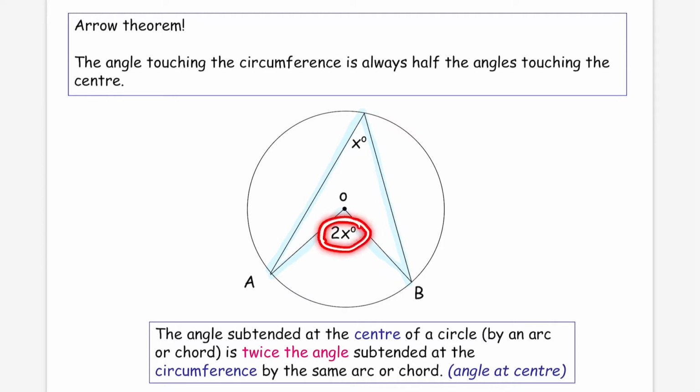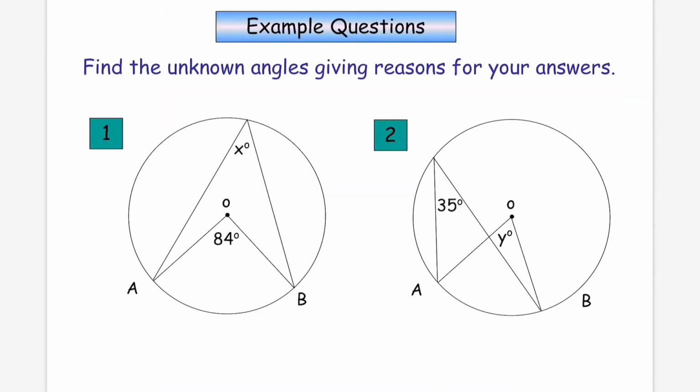So whatever this angle here at the centre is, half of it is this one here. And whatever the one at the circumference is, double it is in the centre. So we call this one the arrow theorem. So for example, to find x on this one, then we would need to halve 84 because it's the angle at the circumference and we've been given the angle at the centre, and that would be 42 degrees.